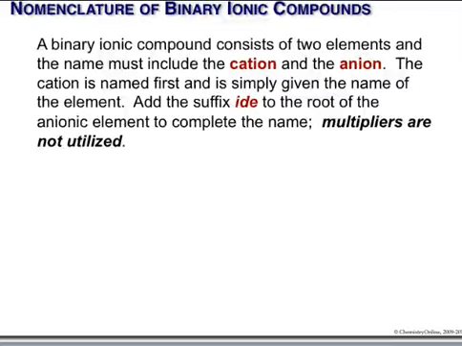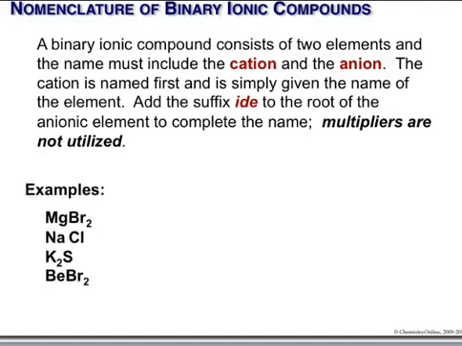Now let's say we want to name a simple ionic compound. What you do is you're going to look at it. Remember, the ionic compound is going to have a metal and either a nonmetal or a polyatomic ion or something like that. Let's say we had magnesium and bromine. The first word of your name is simply going to be the name of the cation. It's presented as a separate word. So this is simply magnesium.